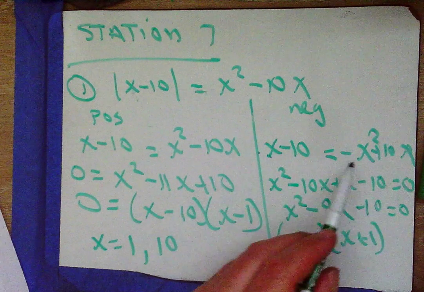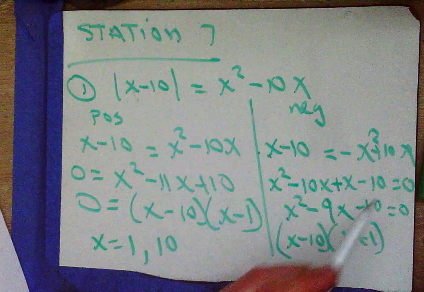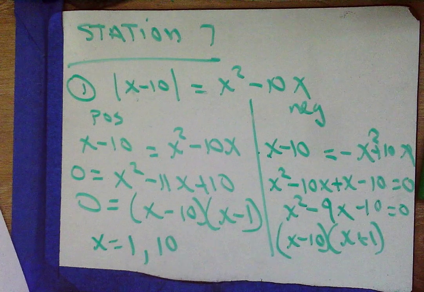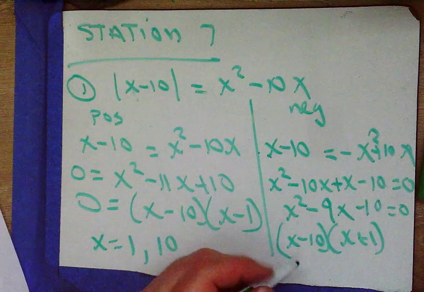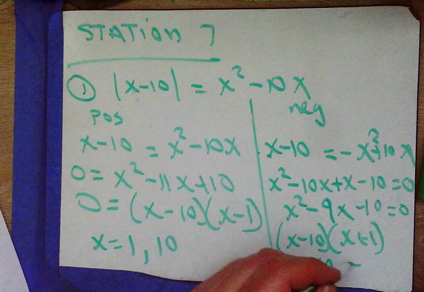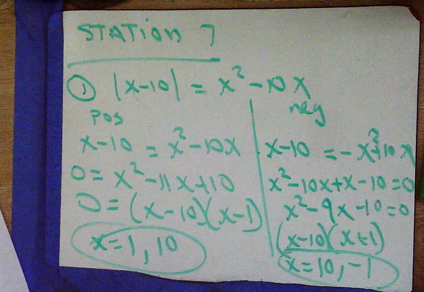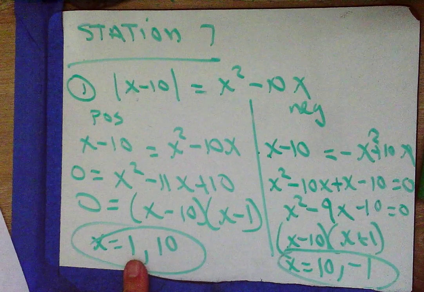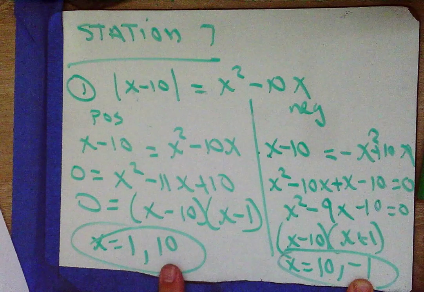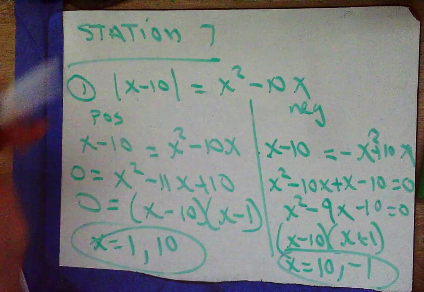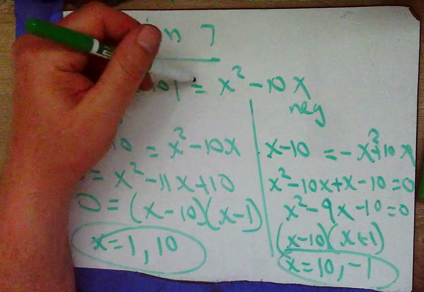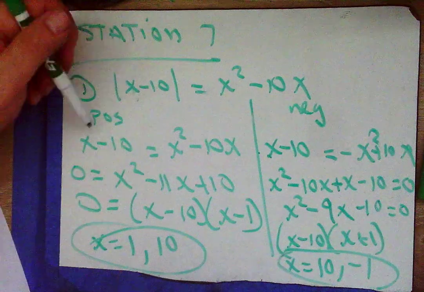Don't worry, if you moved everything over here, you're still going to get the same solution. Our intermediate steps will be different, but you should get x equals 10 and negative 1. So I've got 3 numbers to check: 1, negative 1, and 10. This is definitely a must-check situation because I have absolute value equals x stuff. So let's plug the numbers in.